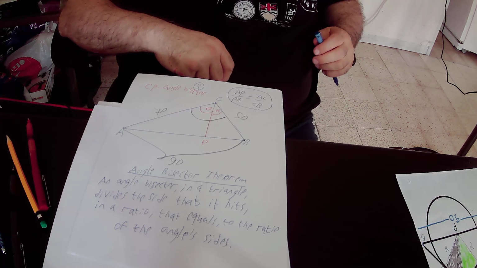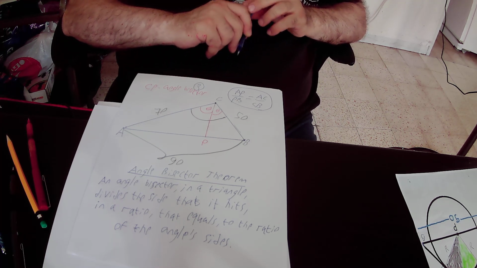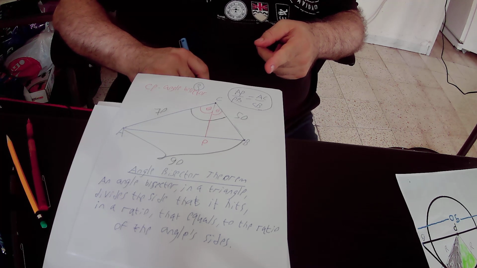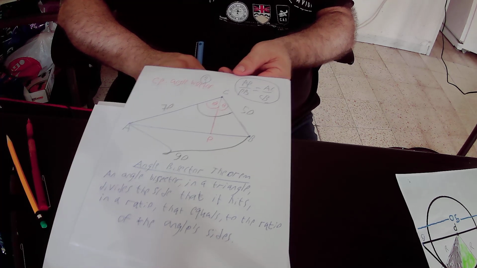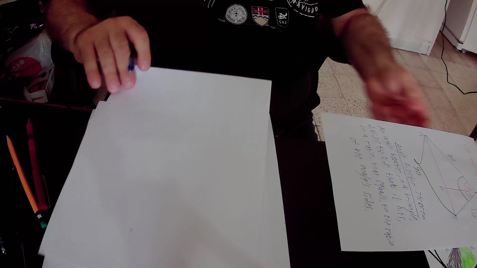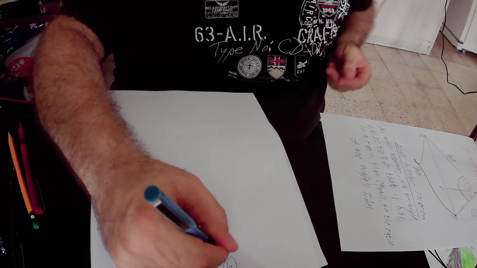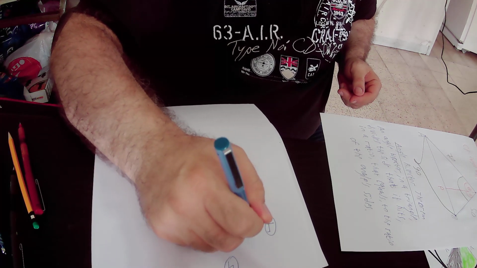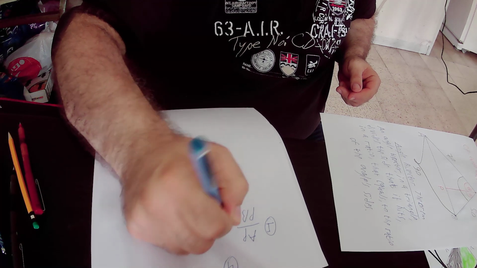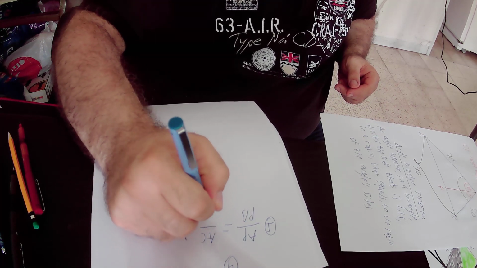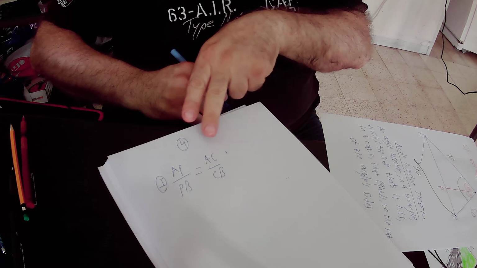Okay, so I'll write this equation again. I will mark it as equation 1. AP over PB equals AC over CB. Okay, this is the equation of the theorem. AP over PB equals AC over CB.